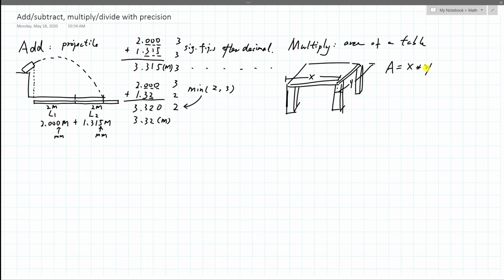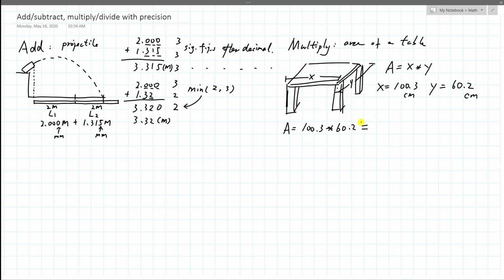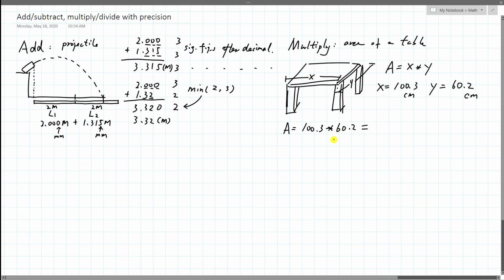So I'll make up some accuracies here. Let's just say x is equal to 100.3, and y is equal to 60.2. Okay, so these are in centimeters. So we're calculating area. Area A is equal to x times y. So 100.3 times 60.2. You can pause here, use a calculator if you want, but it's pretty close to 6,000. Close enough to 6,000.